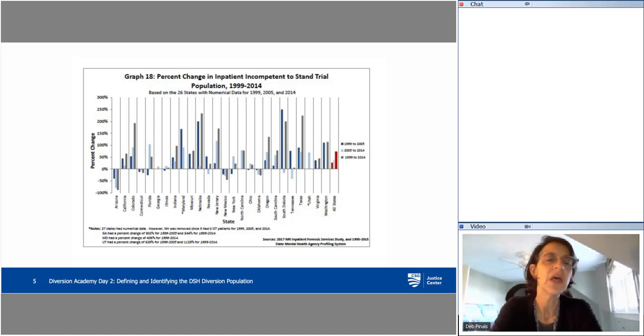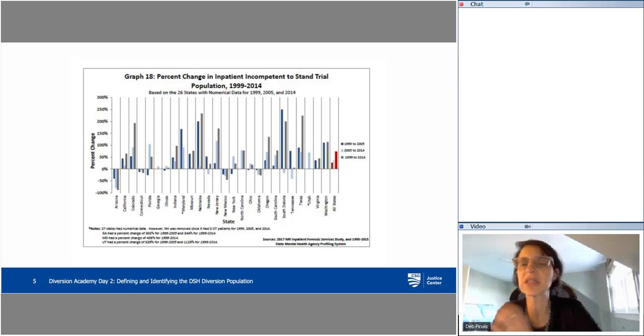The most important number is the bar graph on the right, which looks at the average for the country and shows over a 50 to 60% increase in the incompetent to stand trial population. Now you could say that's because civil beds closed, so the percentage of ISTs went up. That may be one factor, but it is not what explains this whole increase. There are just a lot of things that we don't fully understand in terms of what is driving the seemingly ever-increasing orders for competency evaluations and then competency restoration. Next slide.